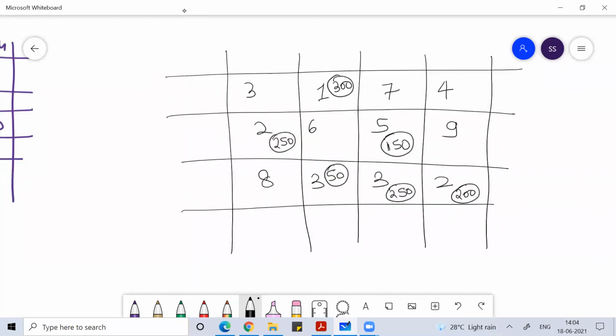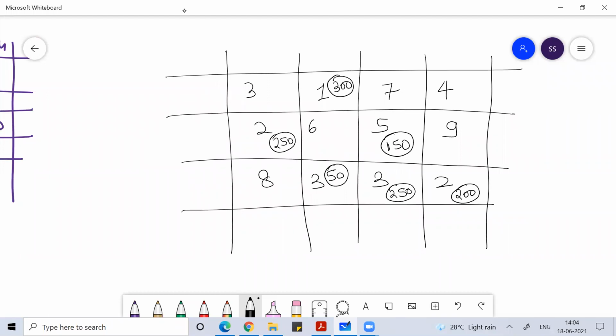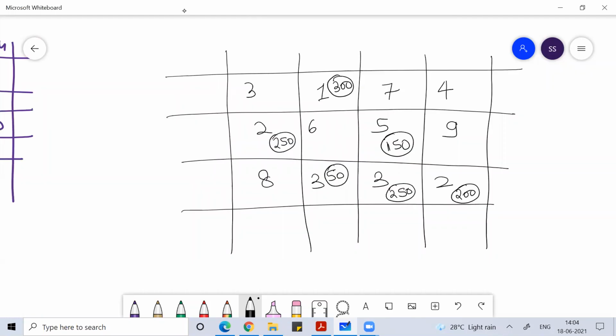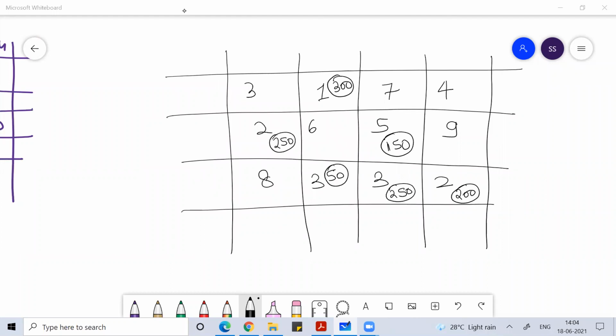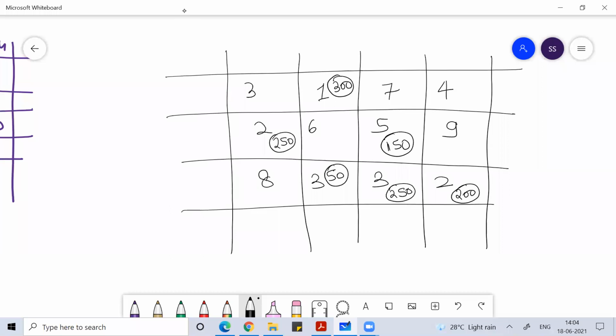So first row, the total sum should be 300, yes. Second row, 400, yes. Third row, 500, yes. First column, 250, yes. Second column, 350, yes. Third column, 400, yes. Fourth column, 200, yes. So this is your final allocation as per the VAM method, the Vogel approximation method. This is the allocation you get.